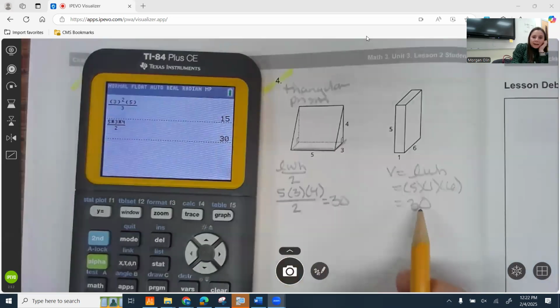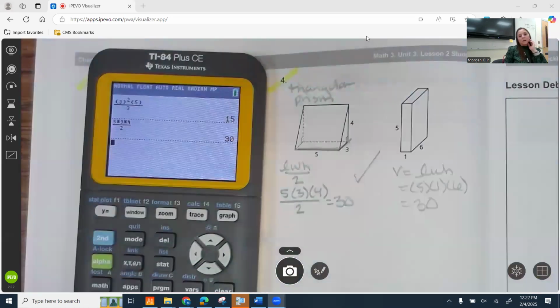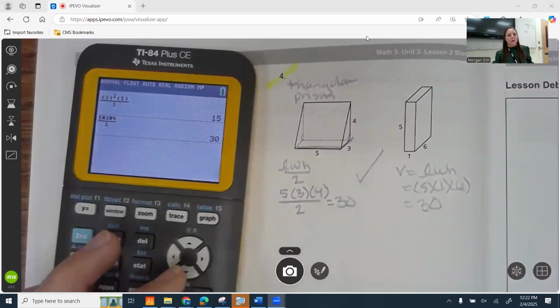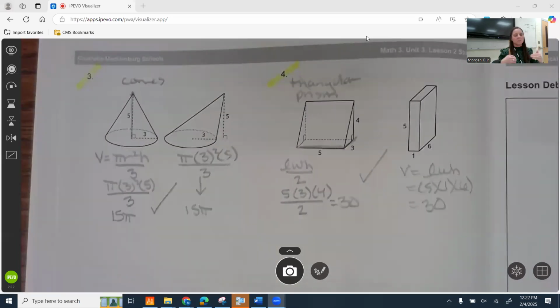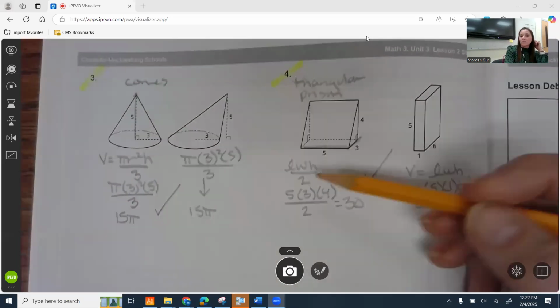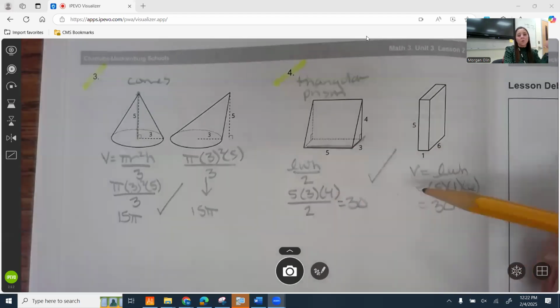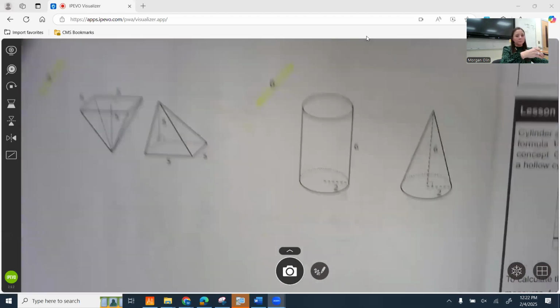Are the volumes the same? They are. So two different figures can have the same volume. And remember, volume is how much something holds. So if I poured water into these figures, these two figures are going to hold the same amount of water.